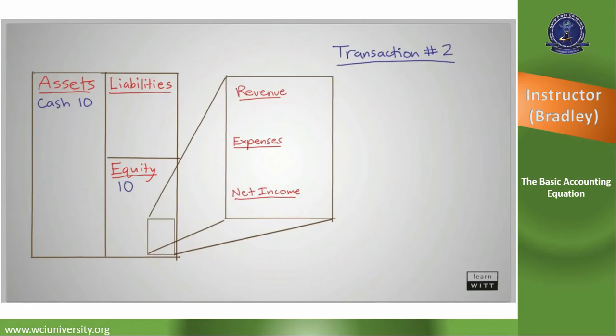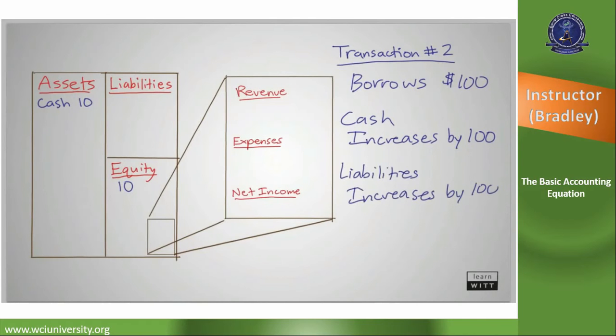Transaction number 2. Jim borrows $100 from the bank. The amount of cash in the business just increased by 100. Also, a liability of 100 was created. Now, to apply this to the books, liabilities are increased by 100, and cash is increased by 100.